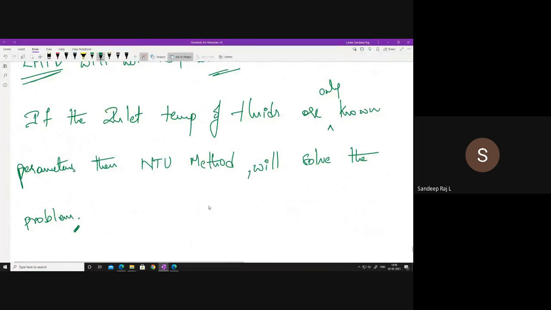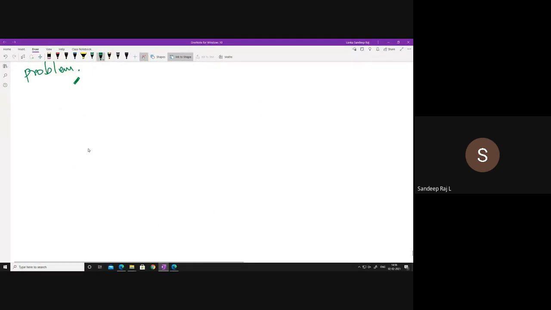Now let us move to the screen here. I'll repeat what we have seen in the data book here. What is the Q formula we have seen? Q is equal to effectiveness into Cmin.